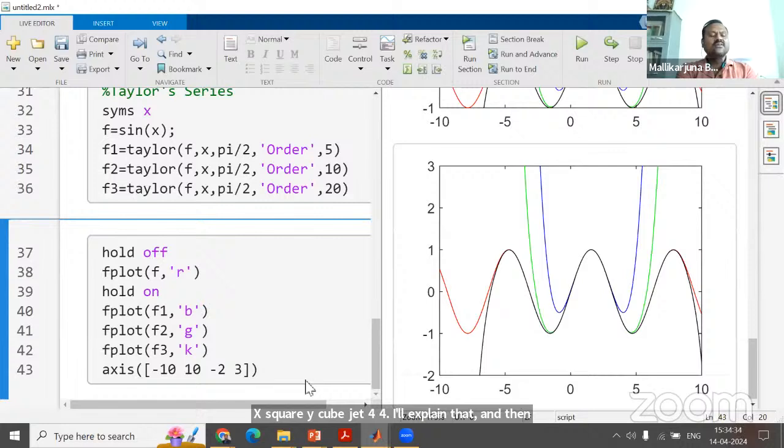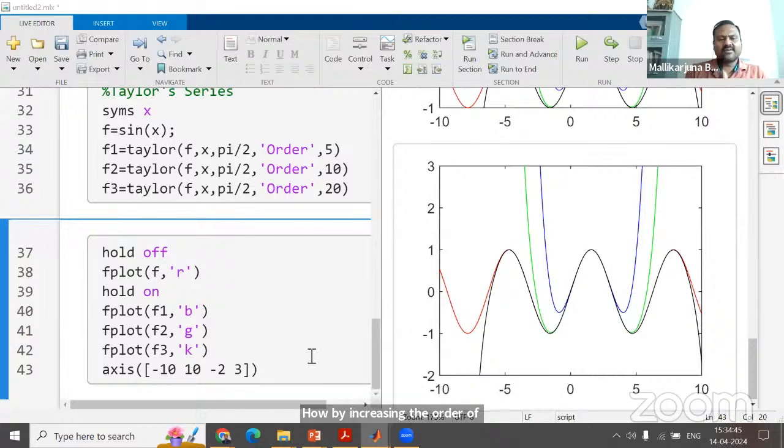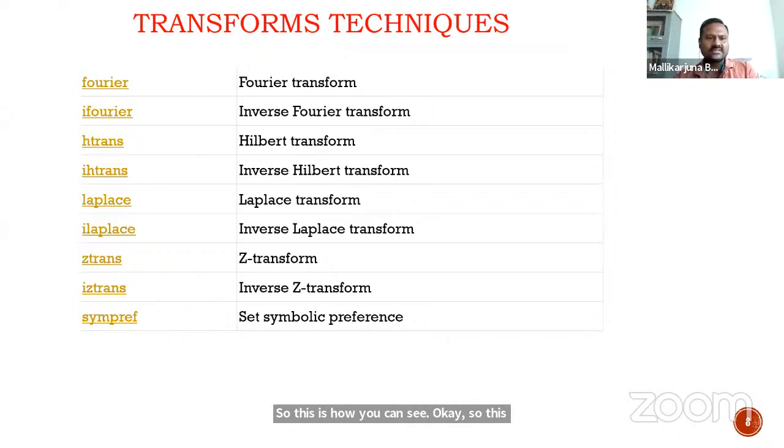So this is one after another. You can easily get to know exactly how, by increasing the order of the Taylor series, that series becomes equal to the exact function. So this is how we can easily compare. Even for academics, who can use these kinds of tools to explain to students, or even for us, how accurately it is giving near to the point pi by 2. So this is how you can see. Okay, so this is one topic, Taylor series.